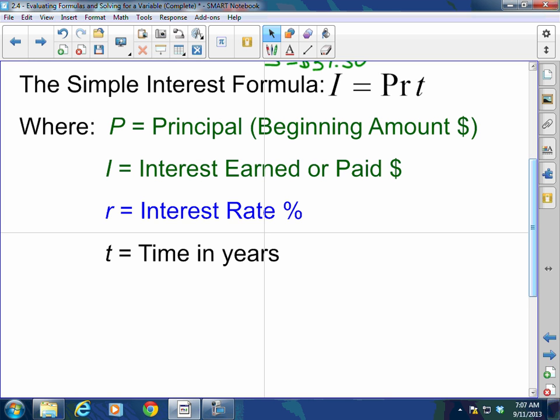Capital I is the actual interest earned or paid. That's a money value. Interest is what you've earned or what you had to pay. Lowercase r is the interest rate. That is a percentage, which must be turned into a decimal when we're working with percentages. Remember, you have to turn them into a decimal. And lowercase t is time in years.